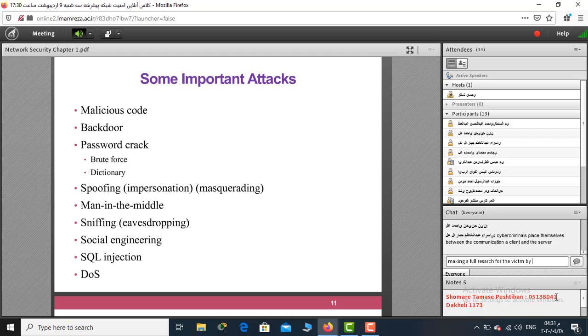Yes, cyber criminals place themselves between the communication of a client and a server. Yes, very good.